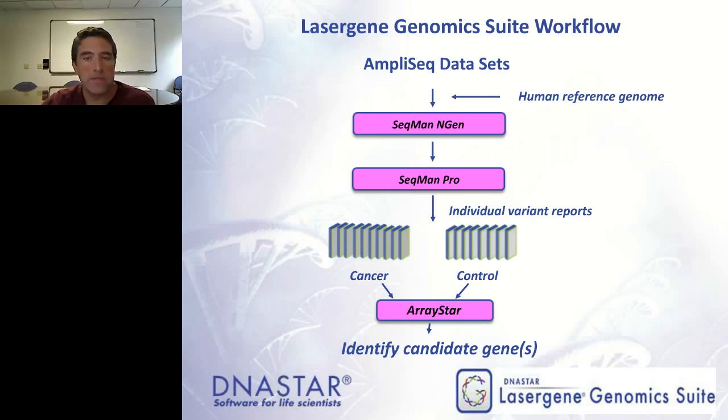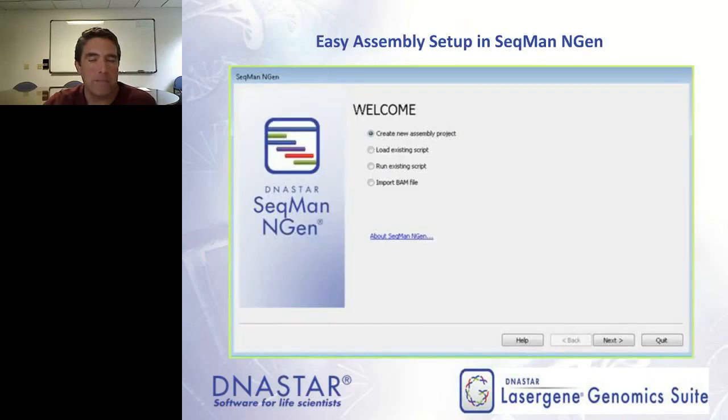And then ArrayStar allows us to import anywhere from one to hundreds of assemblies, and we can bring them together. In this case, it can be cancer and control or different individuals, and bring them all into ArrayStar and then use ArrayStar to find candidate genes or SNPs of interest. So we'll start in SeqMan Engine. What we're looking at here is the project setup wizard for SeqMan Engine.